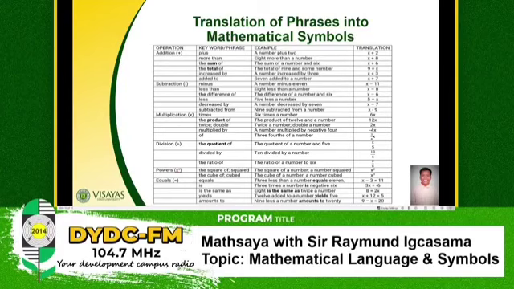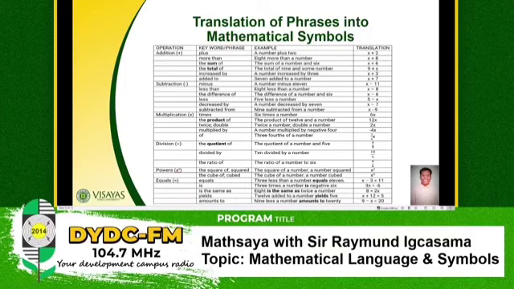We have also the powers or exponents: the square of, squared, the cube of, cubed, and so on. So these are powers or exponents. Then equals. The equals is the same as yields and amounts to. So these are some examples of how you translate phrases into mathematical symbols.